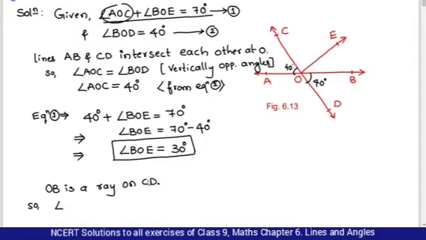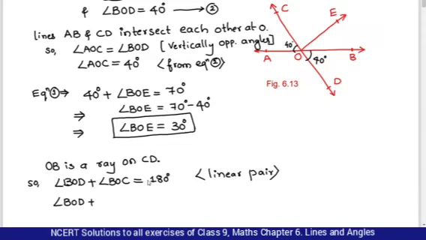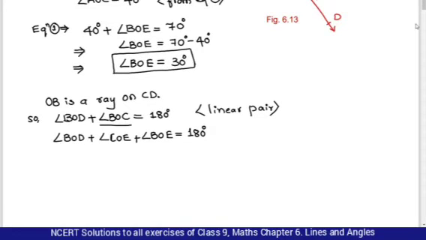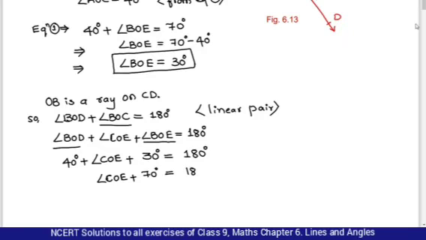So, angle BOD plus angle BOC is equal to 180 degrees because both are a linear pair. Now this angle BOC can be written as angle COE plus angle BOE. Then angle COE plus angle BOE, plus angle BOD, is equal to 180 degrees. Angle BOD is how much? Angle BOD is 40 degrees. And angle COE as it is plus angle BOE is 30 degrees, which is equal to 180. Angle COE plus 40 plus 30 is 70 degrees, which is equal to 180.